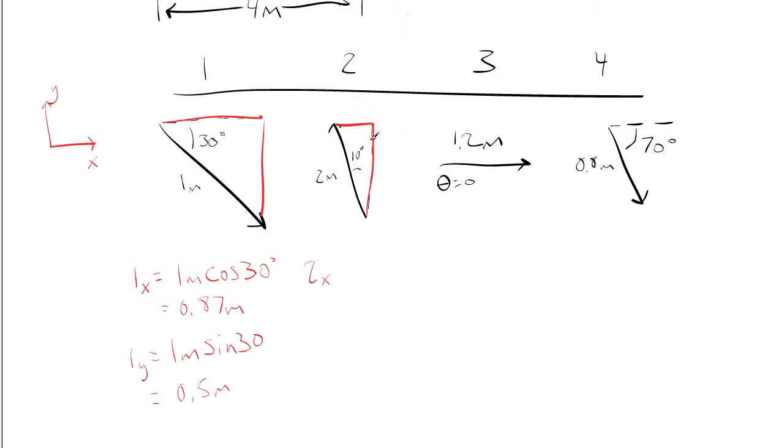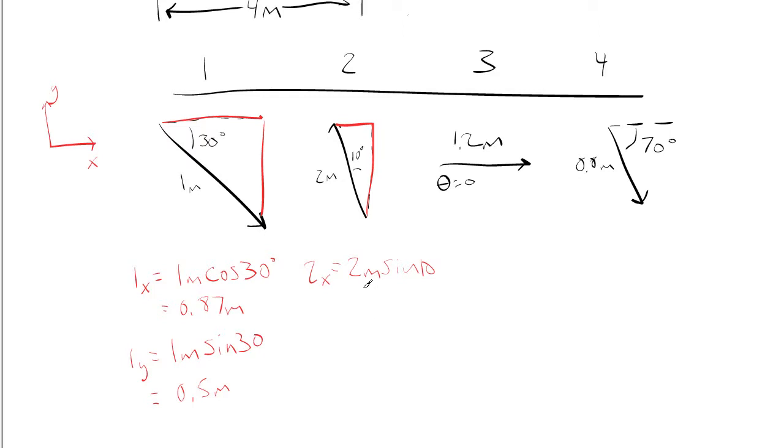All right, again, the red designates those must align with my x and y coordinate axis, so up and down, left and right. So 2x, what's that going to be? Well, it's got to be 2 meters times something. Sine or cosine? Good. Sine of 10 degrees, all right?